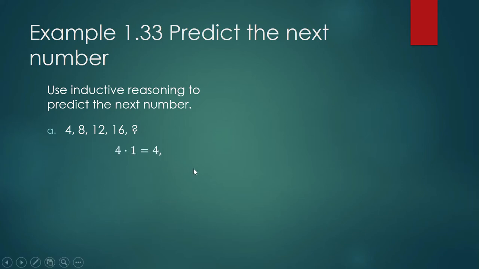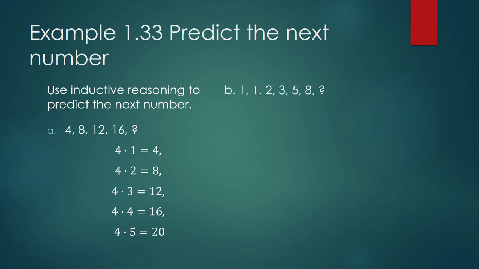So 4 times 1 is 4. 4 times 2 is 8. 4 times 3 is 12. 4 times 4 is 16. And so 4 times 5, the next term in the sequence, is 20. This is what you call multiples of 4. So a number is a multiple of 4 if it is equal to 4 times an integer.